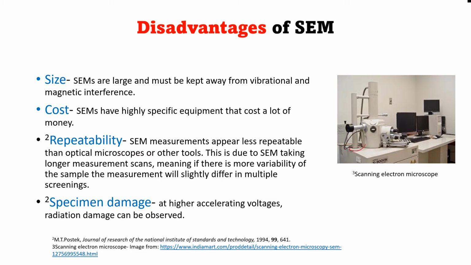This happens when there is more variability within a sample measurement, which means every sample will slightly differ in multiple screenings. Finally, with some SEM, we can see specimen damage. At high accelerating voltages, radiation damage can be observed.